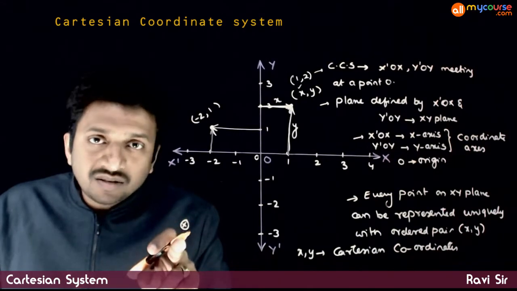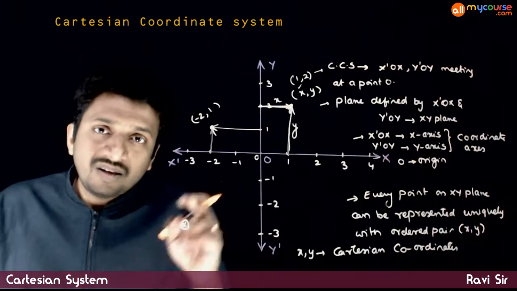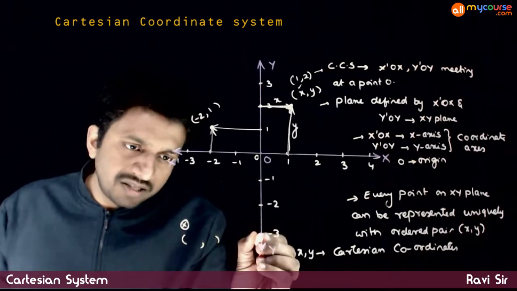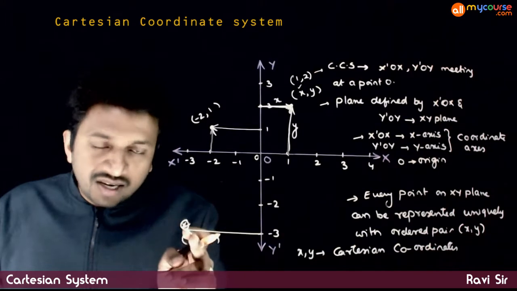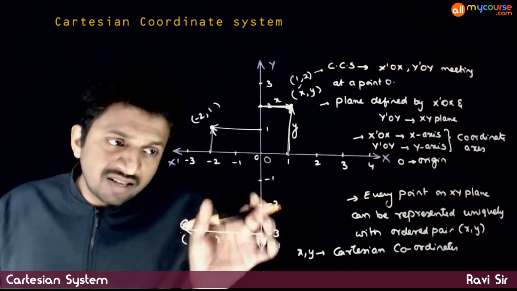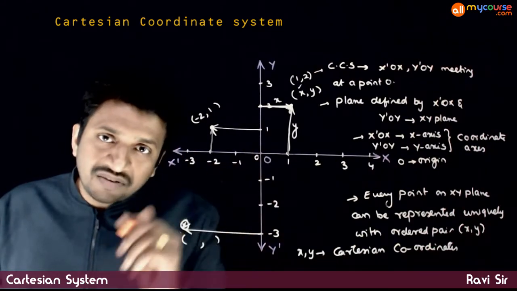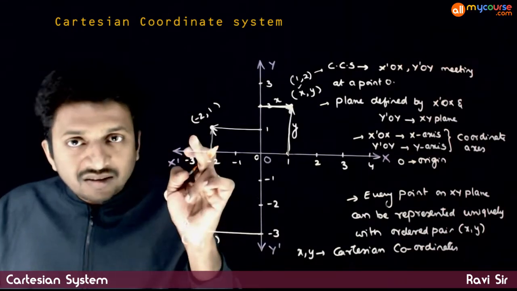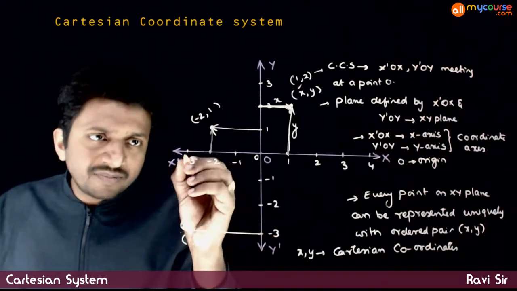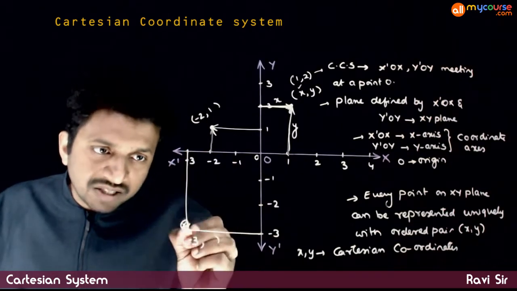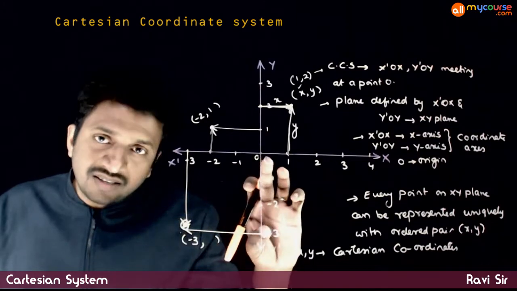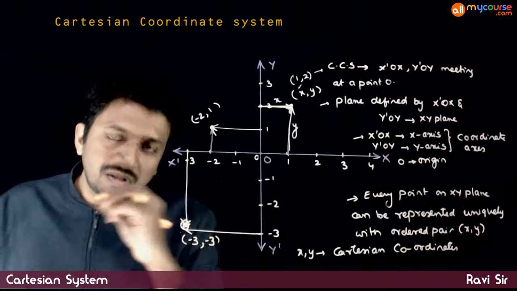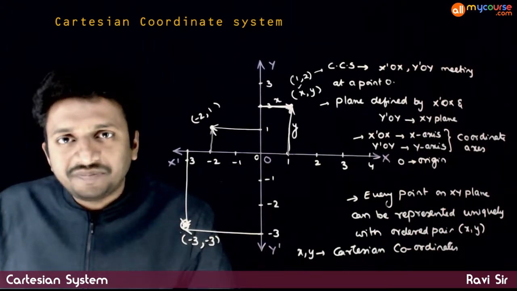Now what is the distance of this point from the y-axis? That's the x-coordinate. So start from the y-axis and measure the distance. You can very clearly see that this distance is 3 units, but in the negative direction. So the x-coordinate will become -3. And what is the distance of this point from the x-axis? Start from the x-axis and measure this distance. You can very clearly see that this is also 3 units, but in the negative y direction. So the coordinates are -3, -3.